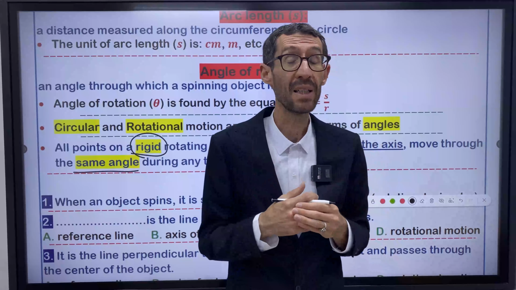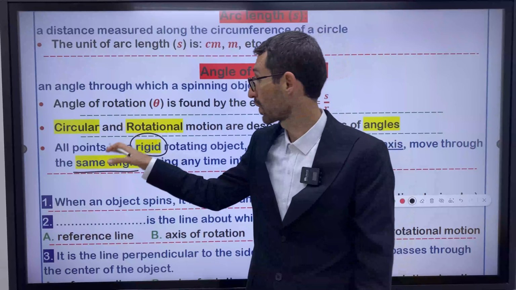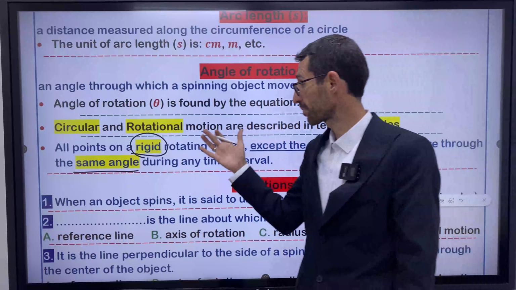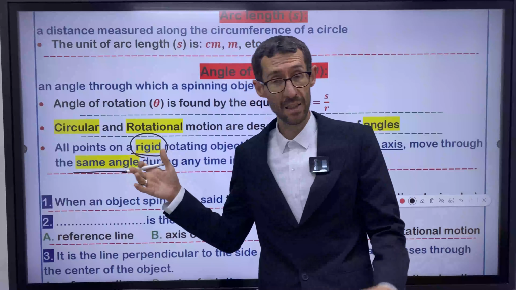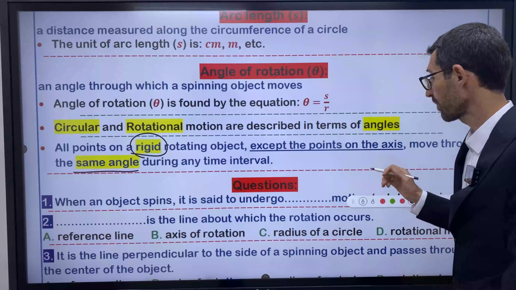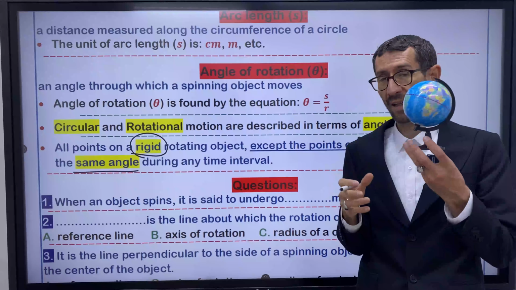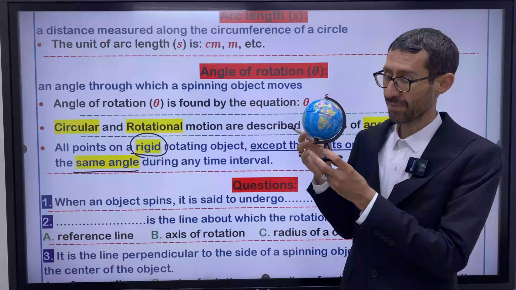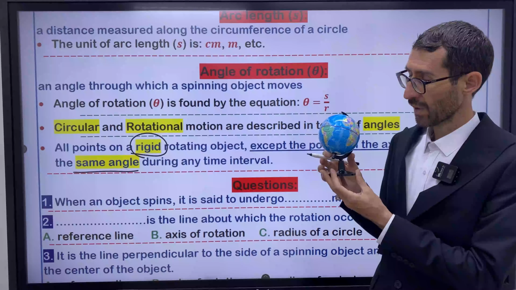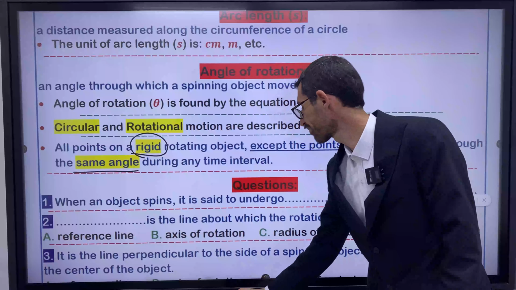But what do I mean by this example? I mean that this note is only true for rigid objects. It's neither true for liquids nor for gases, right? But even for a rigid body, we have an exception, and I told you the exception. What are the points that have a different angle of rotation from the other parts of the Earth? Only the points that are located on the axis, right?